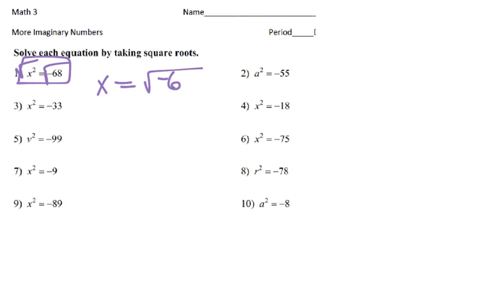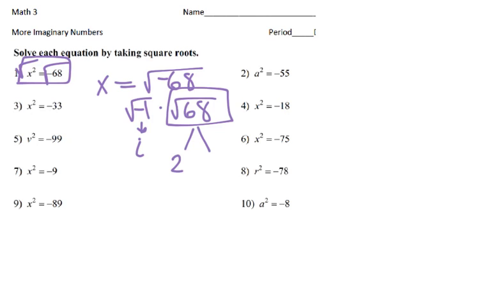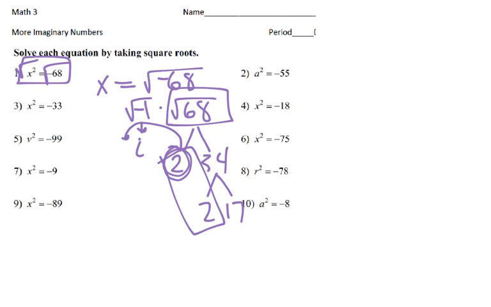What's the square root of negative 68? That negative, we'd pull out the square root of negative 1, and that would just turn into i. But we can still simplify this. 68 would be 2 and 34, which would be 2 and 17. So I've got two 2's, so I can take one out of the radical. I eliminate one, and I've got 17 left inside. So x would equal 2i square root of 17. That's as simple as I can get it.